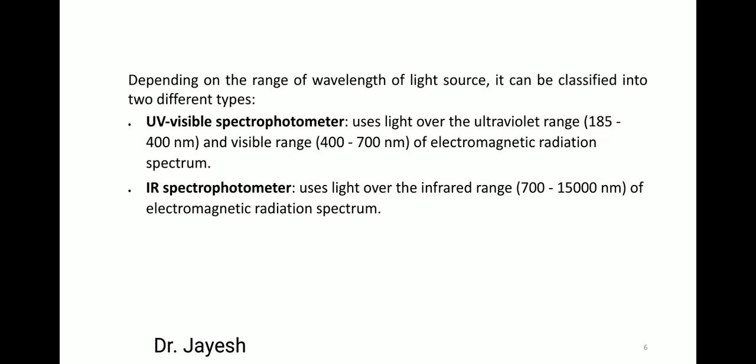Depending on the range of wavelength of the light source, it can be classified into two different types. UV visible spectrophotometer uses light over the ultraviolet range, that is 185 to 400 nanometer, and visible range, that is 400 to 700 nanometer of the electromagnetic radiation spectrum. And IR spectrophotometer uses light over the infrared range, that is 700 to 15,000 nanometer of the electromagnetic radiation spectrum.